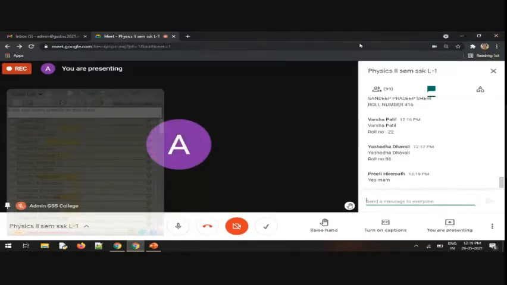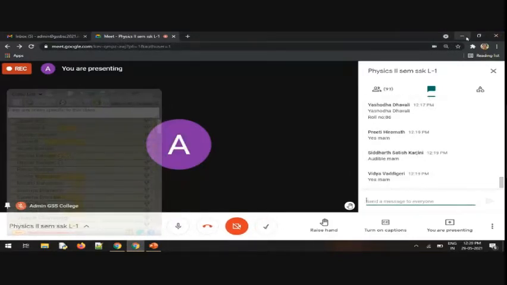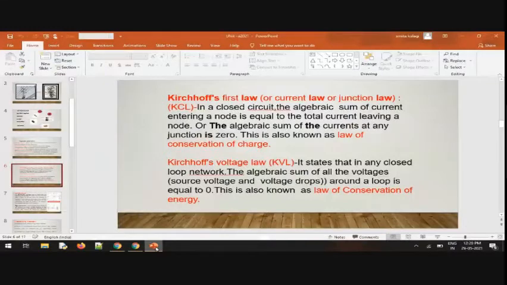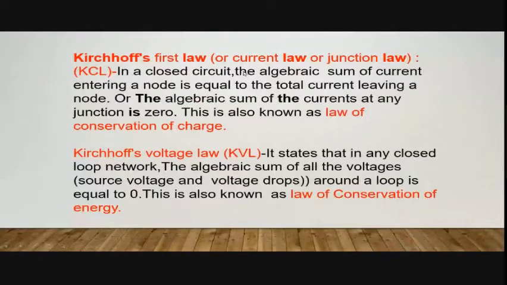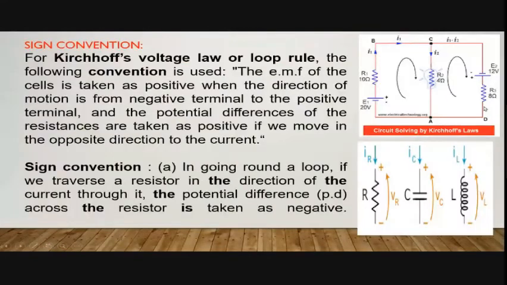So we have seen what is Kirchhoff's voltage law and Kirchhoff's current law, because these two are very important when you are going to talk about Thevenin's theorem and Norton's theorem and all the other kinds of theorem. Okay, so we saw that Kirchhoff's first law, or the current law or junction law, is the law of conservation of charge, while Kirchhoff's voltage law is the law of conservation of energy.